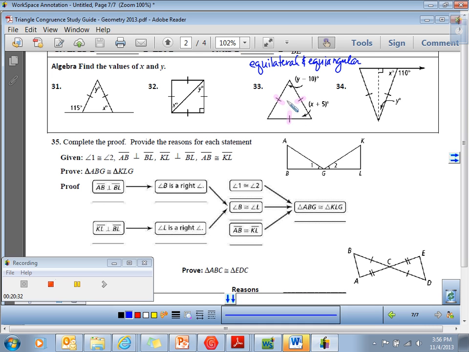Equilateral and equiangular, which means all three angles are congruent. Okay? So that means this is congruent to this, is congruent to this. And all three angles should equal 60. If you take 180, divide by 3, each angle is equal to 60. So that means y minus 10 is equal to 60 from this angle up here. So how would I solve for y?